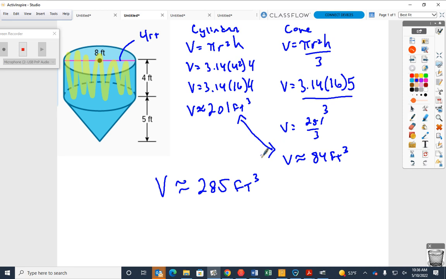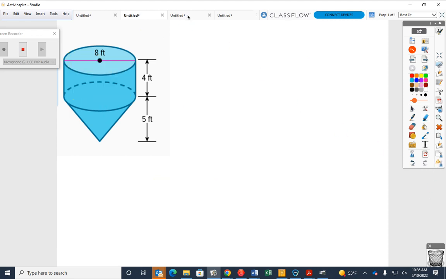Question? Why do you change the 4 to 5? Because the height of the cylinder, look up here, the height of the cylinder was 4. But the cone is down here, and the height of this cone from here to here was 5. Okay, let's look at this one.